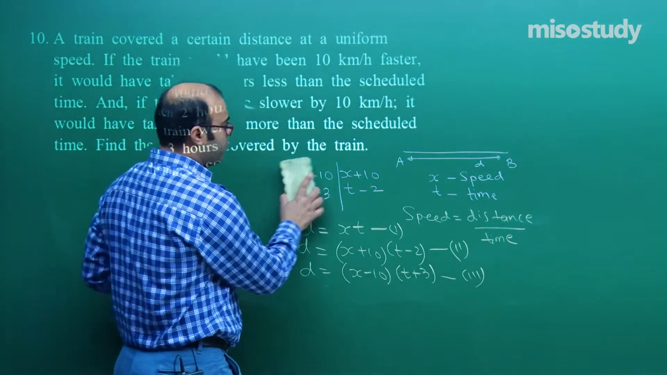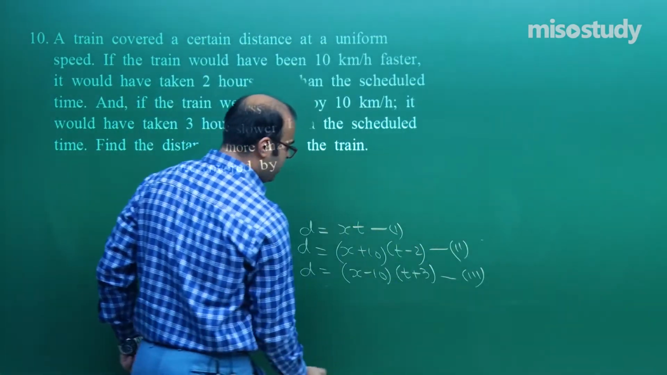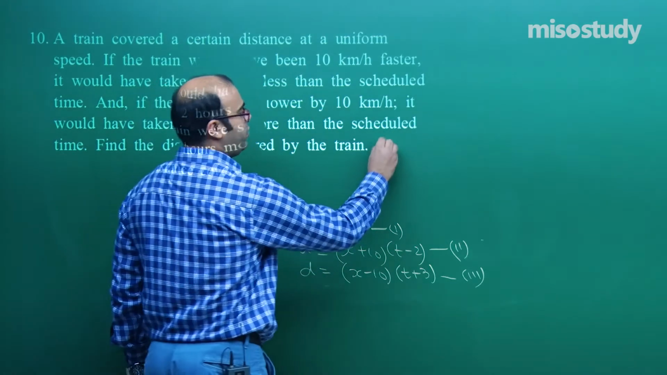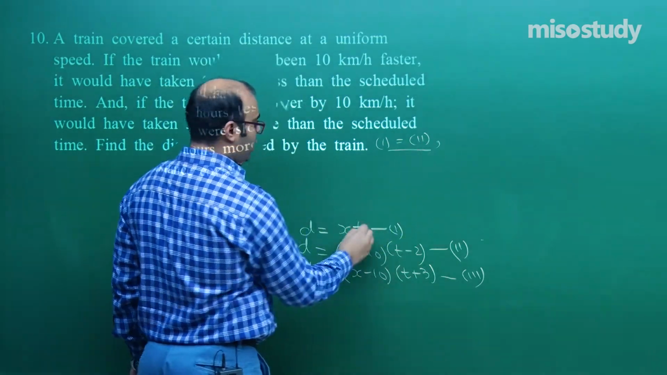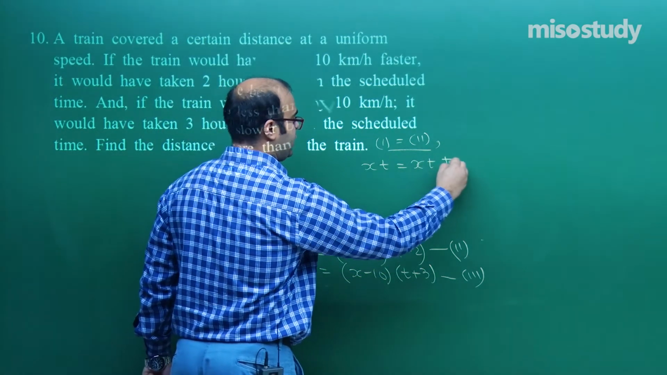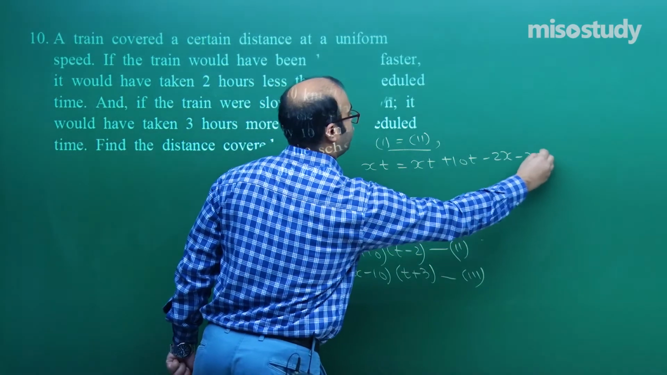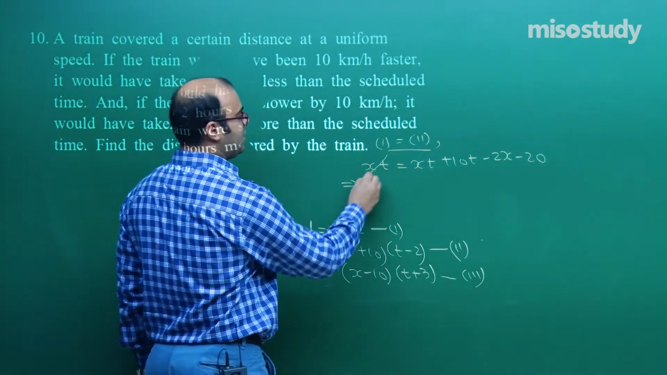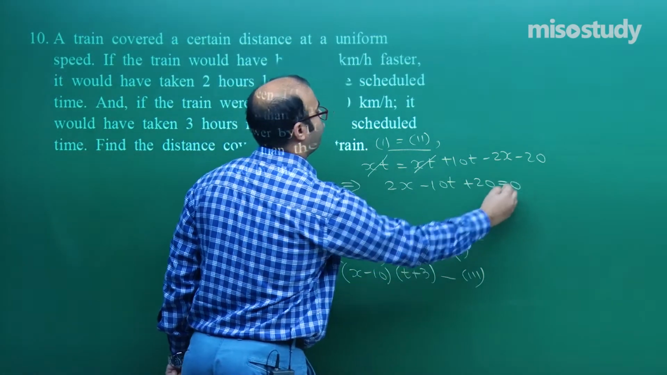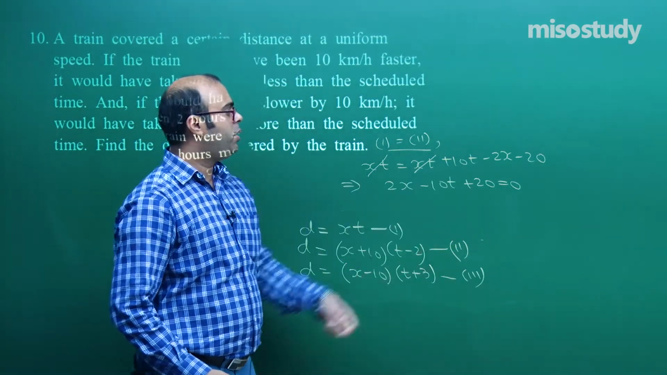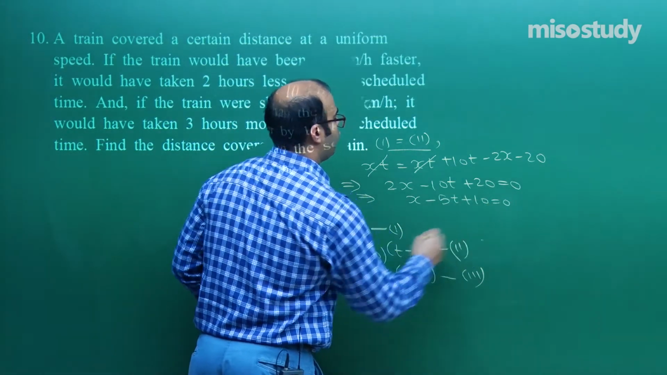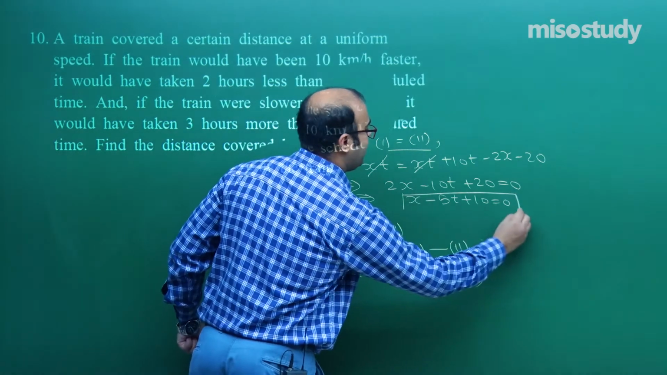So after getting these three equations, the variables here are 3. Let us reduce them to 2. What can we do? We can equate 1 with 2, both are d. So xt is equal to x plus 10 into t minus 2. When we multiply this, we get xt plus 10t minus 2x minus 20. xt cancels. This will become 2x minus 10t plus 20 is equal to 0, which can also be written as x minus 5t plus 10 is equal to 0. So this is our equation in x and t.